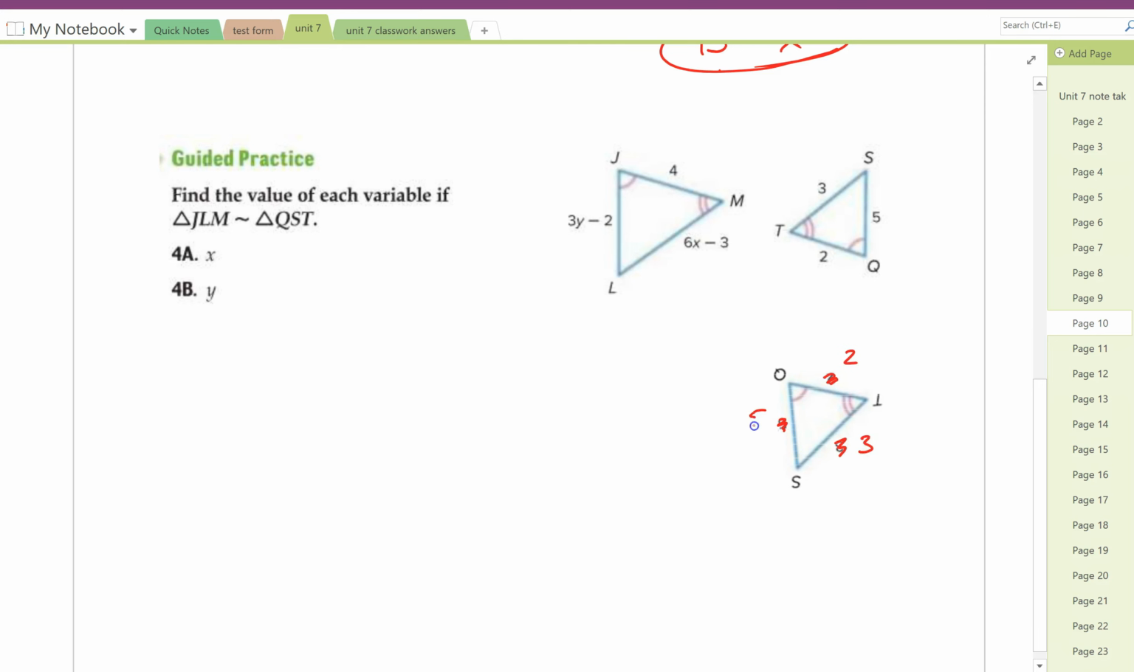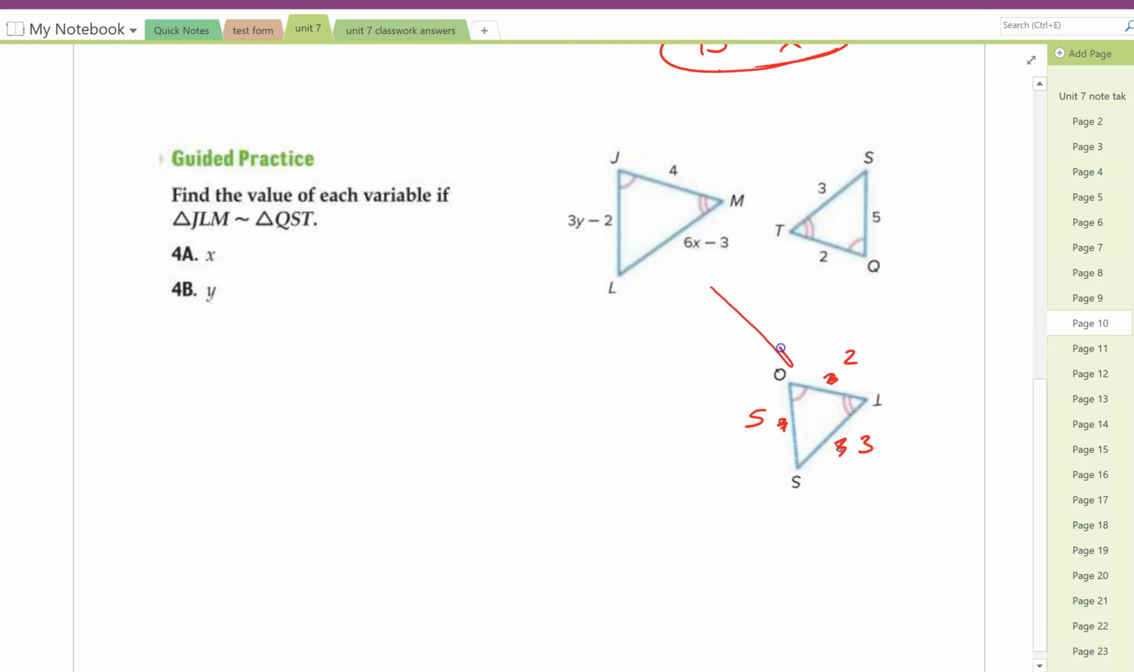Okay, I need to find x, but before I find x or y, I need to figure out what the scale factor is, or what the ratio is, what I need to multiply each one of the sides on the small triangle by to get its corresponding side on the big triangle.